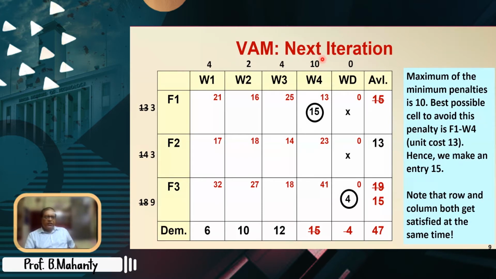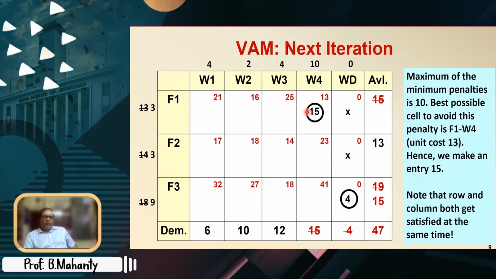So which square should we make some entry in? 4, thank you. So F1W4. Now the question is how much should we enter? You see this is 15 and 15. Both sides are 15. So row and column both get satisfied at the same time. This is the peculiar thing that has happened.